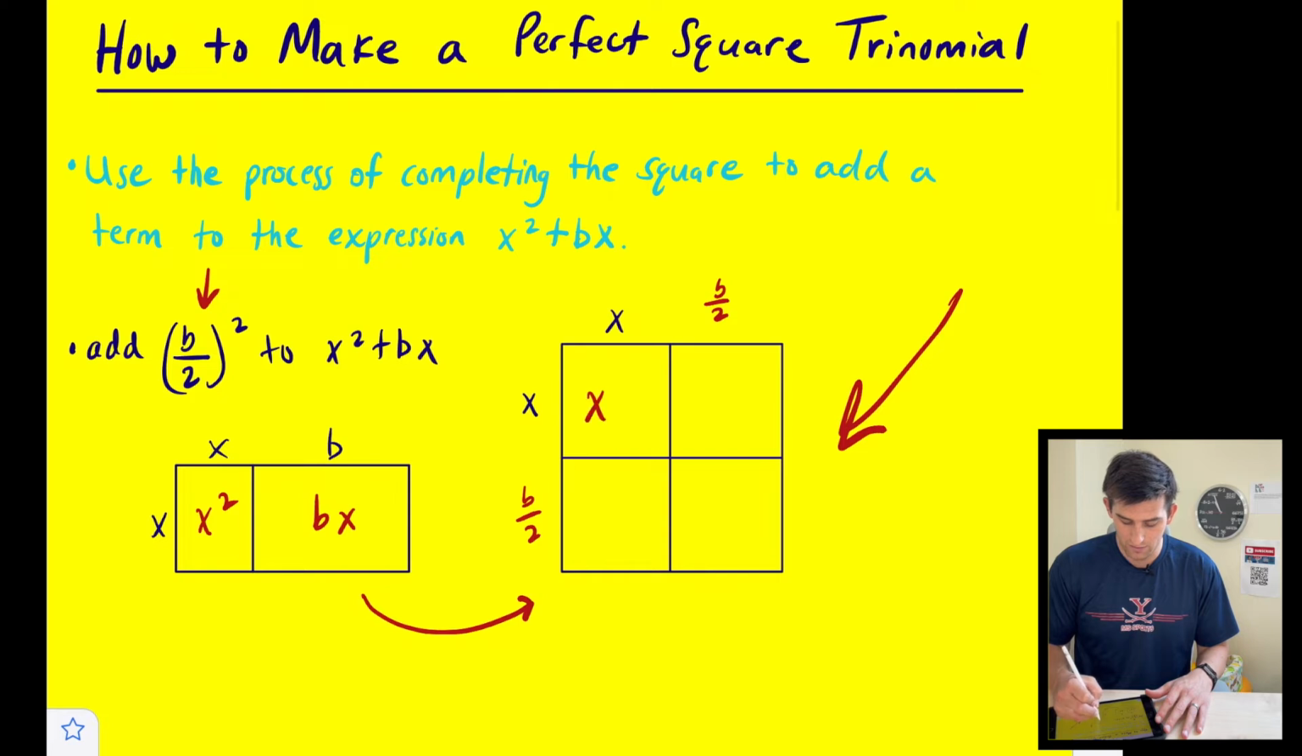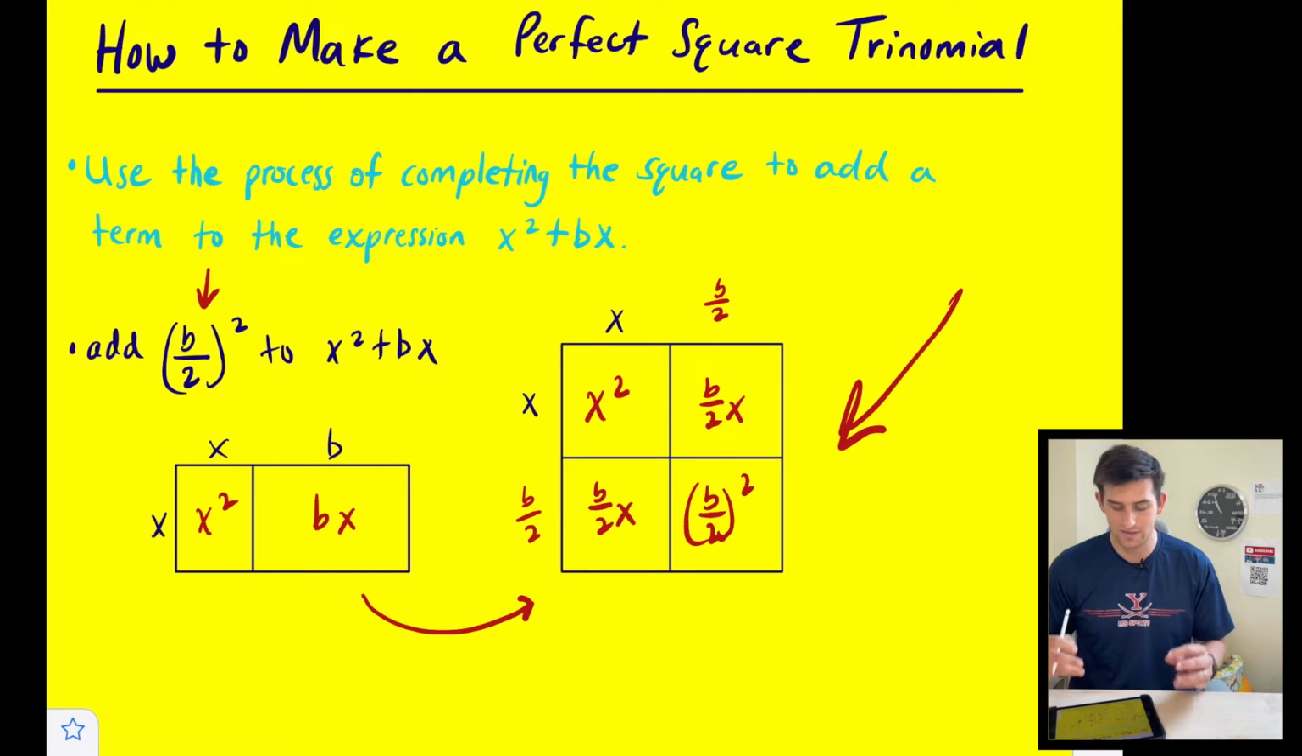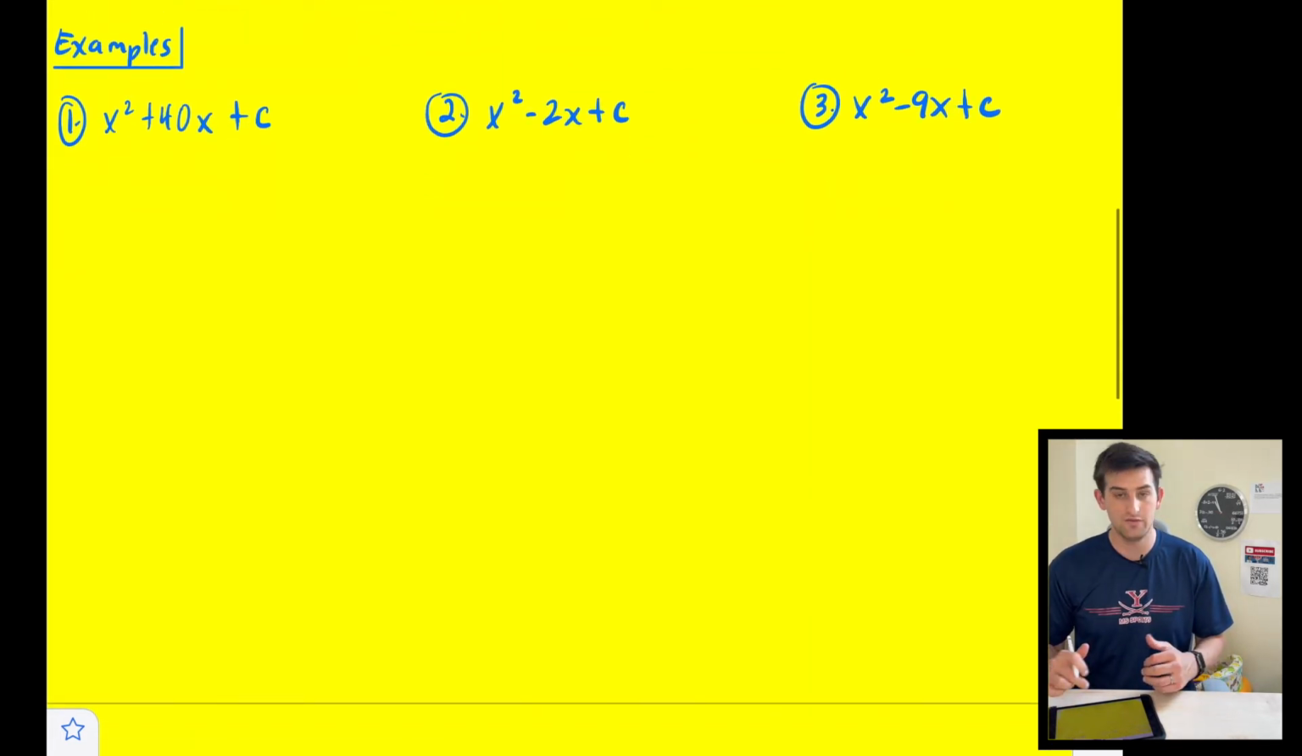So now we can fill out our table. We have x squared, we have b divided by 2 times x, b divided by 2 times x, and now we have b divided by 2 squared. And so this last box that we see right here, this is what we're going to add to our expression x squared plus bx, right? Because b over 2 x plus b over 2 x, that's just going to get us back to bx. And so we have x squared plus bx, and now we have our third term, which in this case we're going to call c, that we should add to our expression. So x squared plus bx plus c. So let's take a look at 3 examples where we find the value of c.